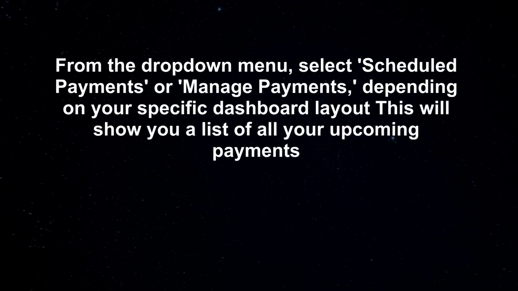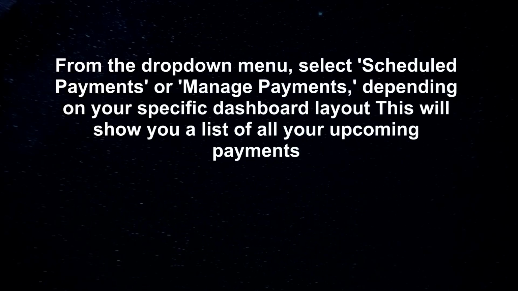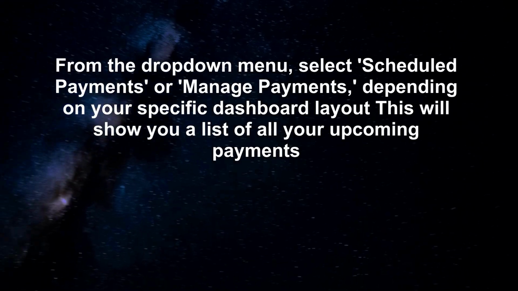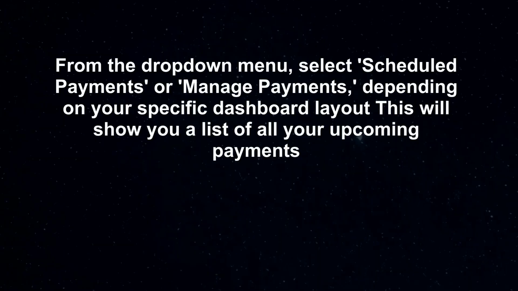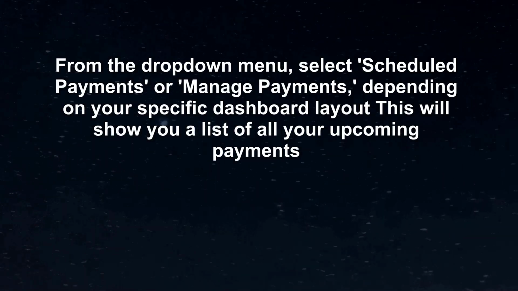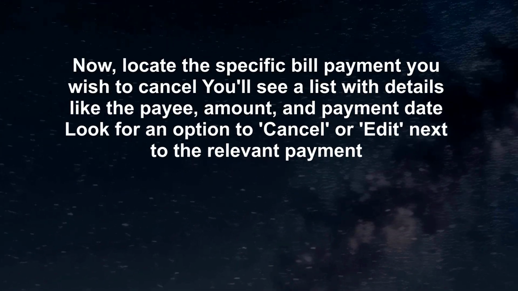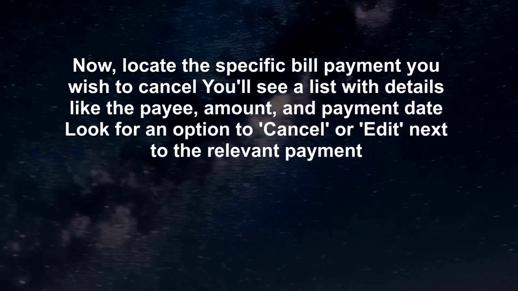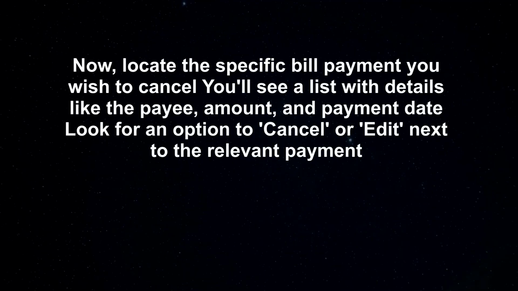From the drop-down menu, select Scheduled Payments or Manage Payments. Depending on your specific dashboard layout, this will show you a list of all your upcoming payments. Now, locate the specific bill payment you wish to cancel. You'll see a list with details like the payee, amount, and payment date.